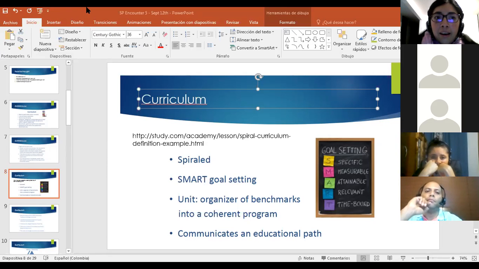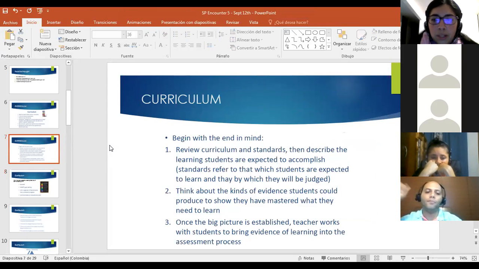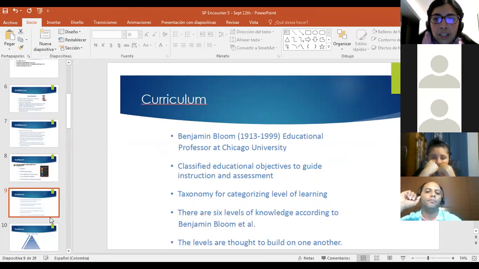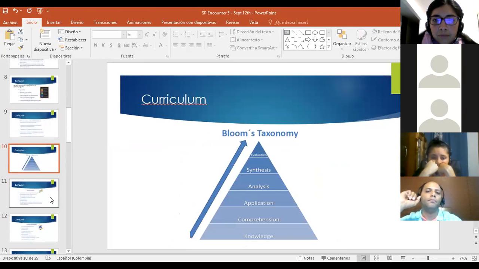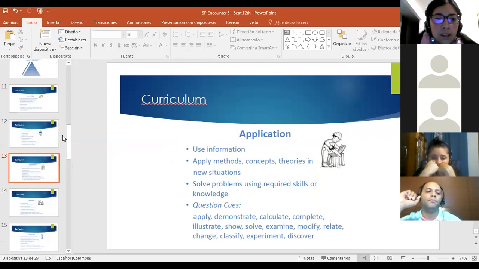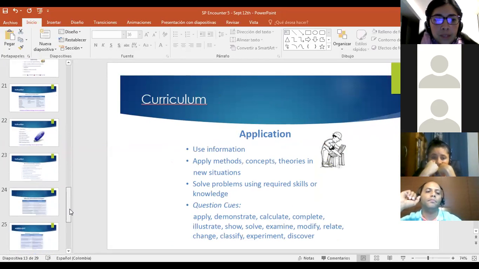I'm sorry, I don't know what happened today, but the time ran very fast. I want to share more things with you, and I think we are going to continue next class, because I am going to talk a little more about curriculum, then about instruction, and finally about assessment. Here we have Bloom's taxonomy and each of its levels. I'm going to continue next class. I'm sorry about that.